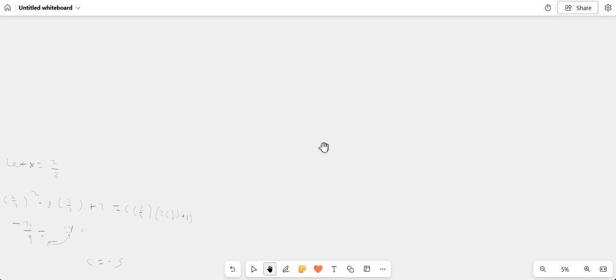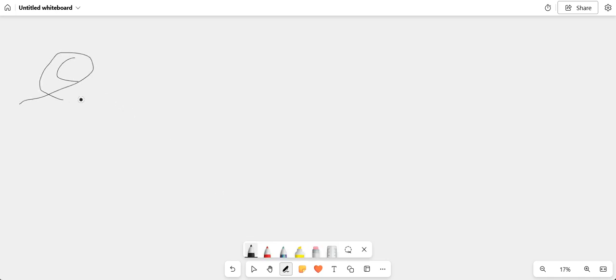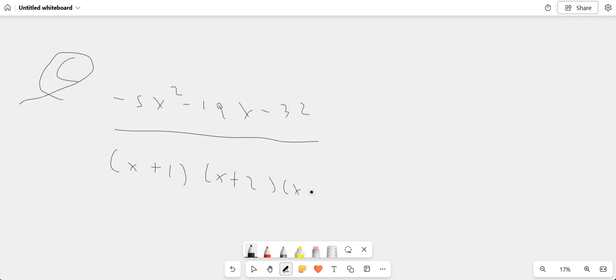Part C. Nearly done here. Part C and then question 7, and that's it. Minus 5x squared minus 19x minus 32, all of that over x plus 1, x plus 2, x minus 5. So obviously a over the first one, that's a over x plus 1, plus b over x plus 2, plus c over x minus 5.